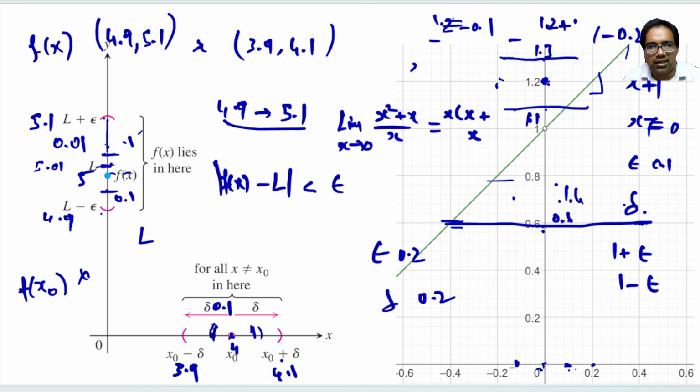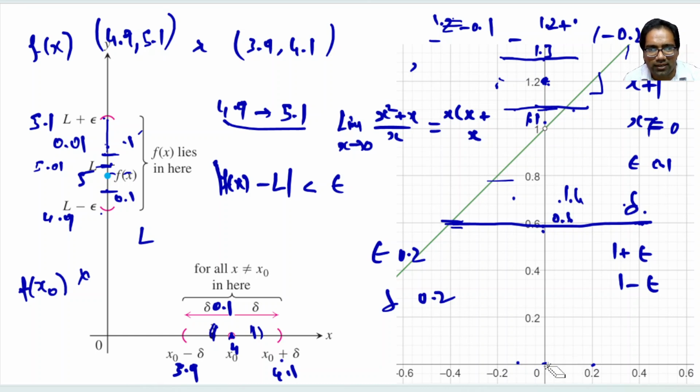If I take a big delta, or if I take a small delta also, it doesn't matter, right? So let's say I take a small delta as 0.1. 0 plus 0.1, 0 minus 0.1. So where is the graph lying between? The graph is lying between 0.9 and 1.1. If I take a small delta, then this graph is lying in this range from here to here, 0.9 to 1.1. So whatever I do, I cannot find a delta.